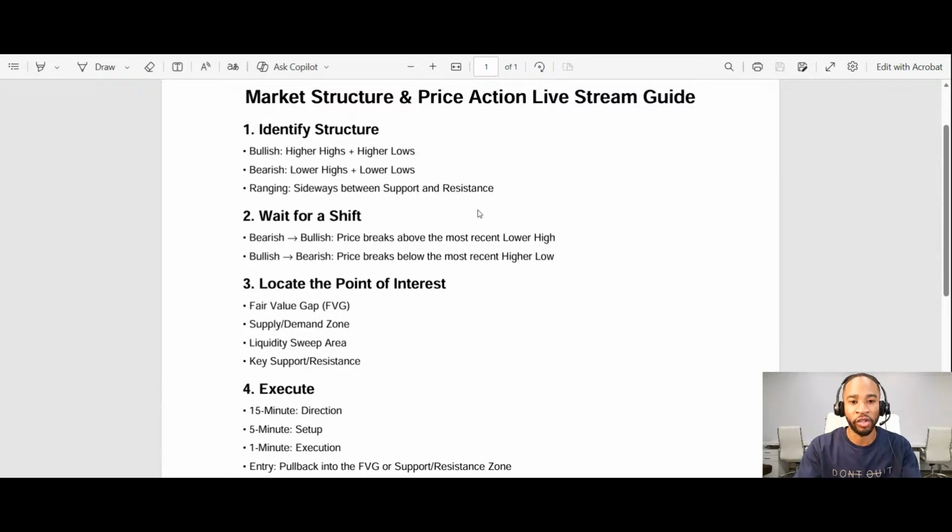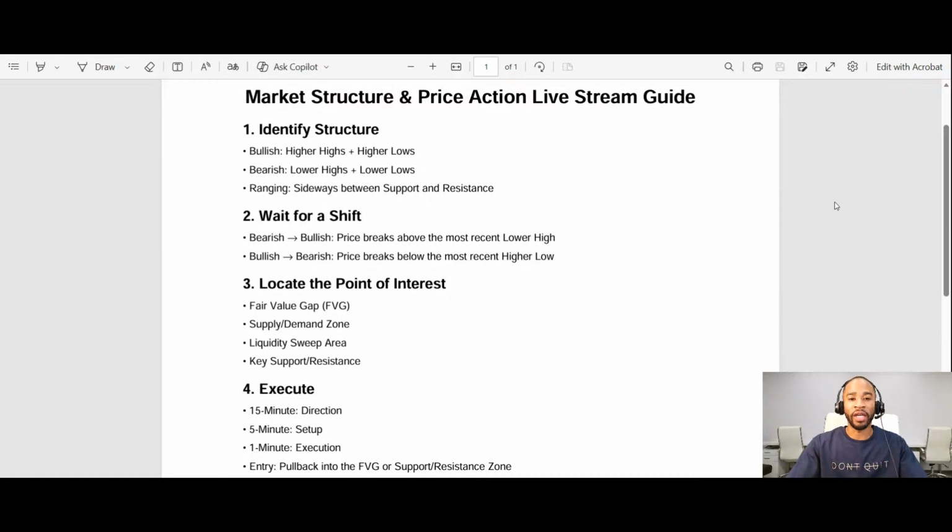In today's live day trading episode, we're going to focus on market structure and a price action strategy that you can use in real time. Without further ado, let's take a deep dive into this morning's episode. Today's live stream is based on market structure and price action.